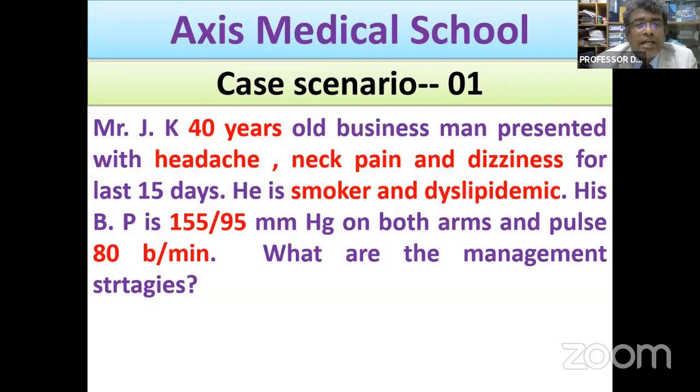We all know that hypertension is a risk factor for ischemic heart disease, and he has 2 more risk factors, smoking and dyslipidemia. His blood pressure is 155 over 95 millimeter of mercury, so he is hypertensive. You all know that to define hypertension, if a patient has blood pressure over 140 systolic and diastolic over 90 millimeter of mercury, he is labeled as hypertensive. As this patient has 155 over 95, both his systolic and diastolic pressures are raised above the range, so he is hypertensive.